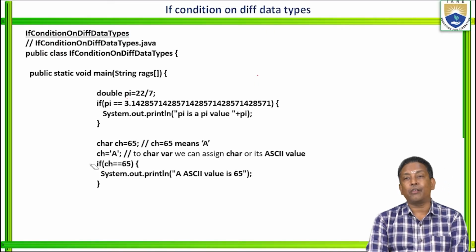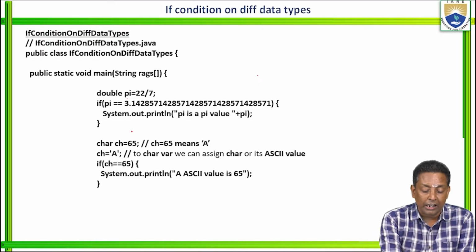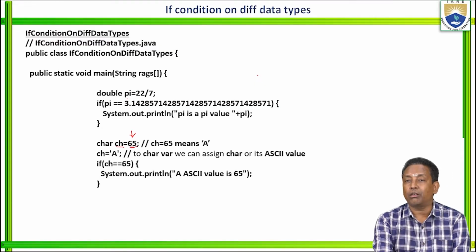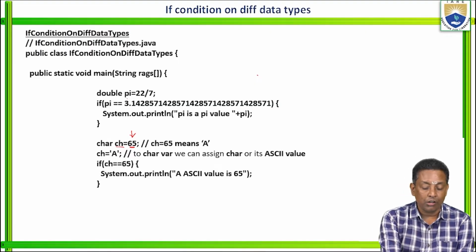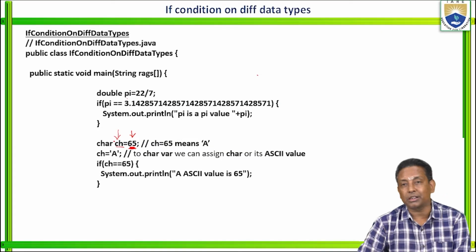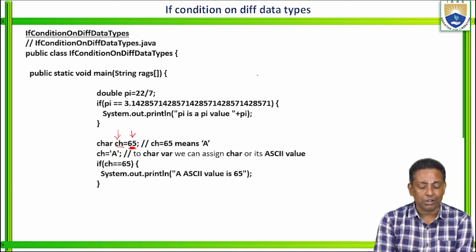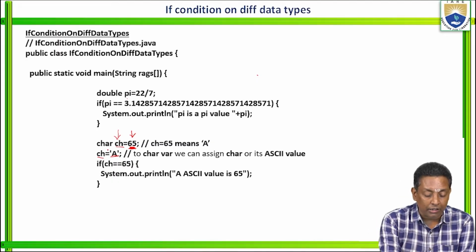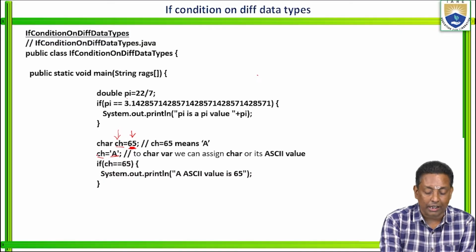In Java, whenever you assign an integer value to a character variable, the integer will be treated as an ASCII value. So 65 is the ASCII value of capital letter A, and its corresponding ASCII character will be assigned to ch automatically. Otherwise, you can directly assign 'A' to ch; that you can also do. After taking the ASCII value or the ASCII character, I compare the condition: if ch is equal to 65 or ch is equal to single-quoted A, both you can write.